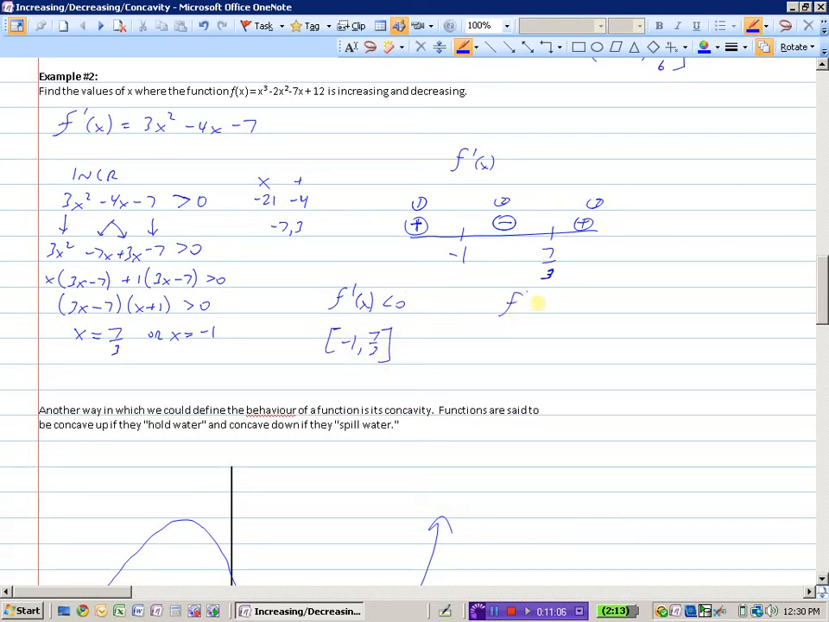And where is f prime of x greater than 0? Where is it positive? On this interval here, less than -1. So we'd say it's decreasing from -1 to negative infinity, and it is also increasing from 7/3 to positive infinity.